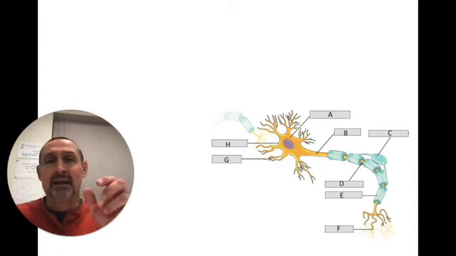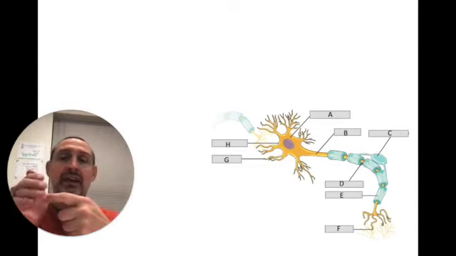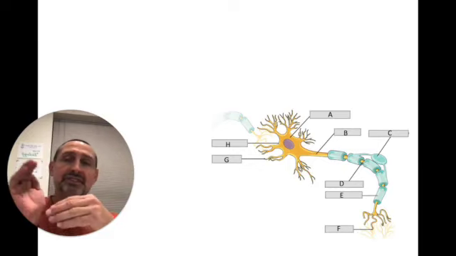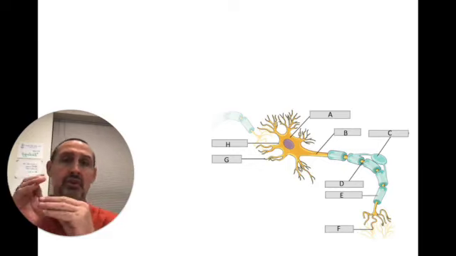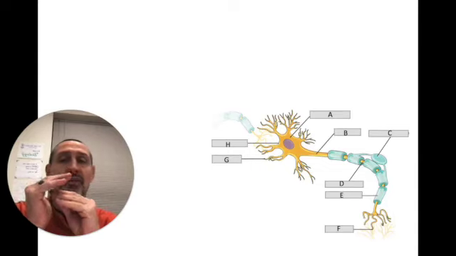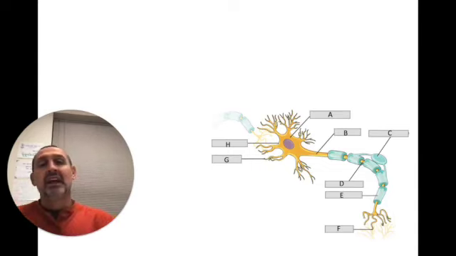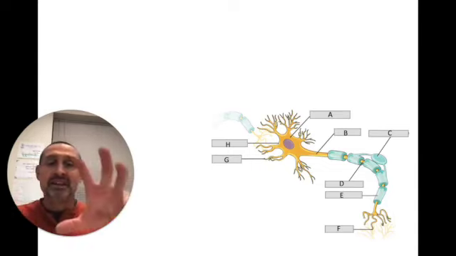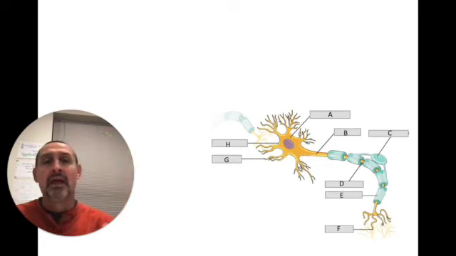F is a synapse. That's a space between the nerve and a muscle or gland. So whatever it's about to control that muscle or gland, there's a little gap. They don't actually connect. G are dendrites. Dendrites collect information and then send it down the axon. And then H is pointing to the cell membrane of that neuron.